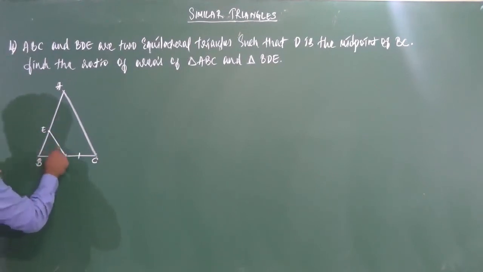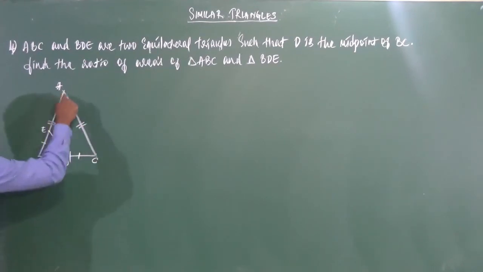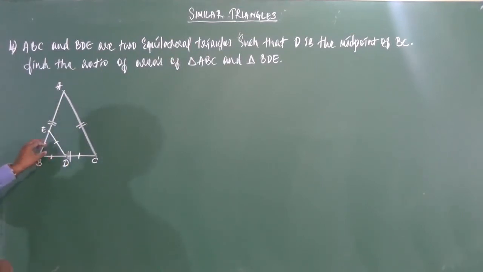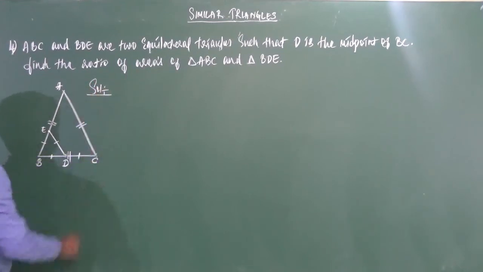So this is BDE. So BD length will be equal to ED and ED length will be equal to BE, because this is an equilateral triangle and this is an equilateral triangle. That is, triangle ABC is equilateral, BDE is also equilateral. So now we have to find the ratio between triangle ABC and triangle BDE, which are both equilateral. Okay, let us get into the solution.